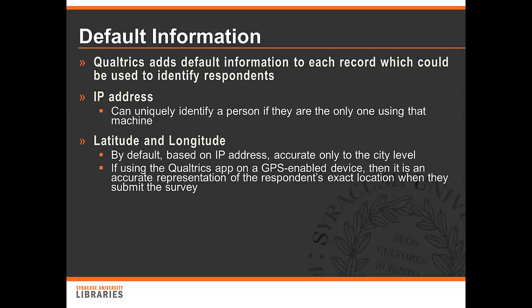Qualtrics also collects the latitude and longitude of the person when they submit the survey. By default, this is based on their IP address and is only accurate to the city level, so you'll know that the person was somewhere in the city of Syracuse when they answered your survey. If, however, you're using the Qualtrics app on a GPS-enabled device, then it is an accurate representation of the respondent's location when they submit the survey.